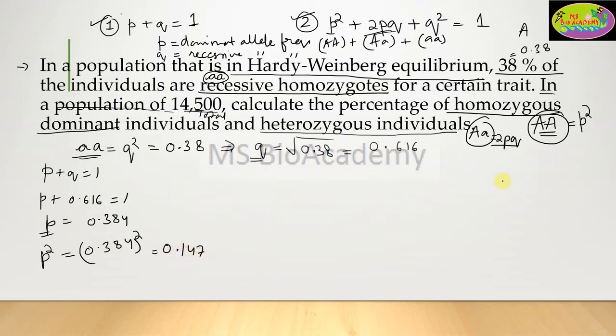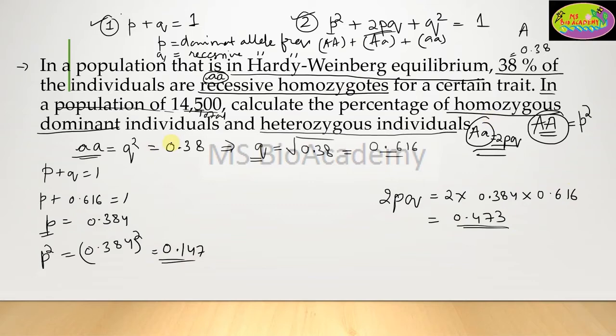Now, similarly, you can go for the heterozygous also. 2PQ is the heterozygous form, so we will get the heterozygous genotype frequency. That will be 2 multiplied by the P value, 0.384, multiplied by the Q value, 0.616. This will come to some 0.473. Now this is your frequency of heterozygous individuals and frequency of homozygous dominant individuals. Now we have to calculate the percentage of homozygous dominant individuals, that is, how many individuals are dominant homozygous and how many are heterozygous.